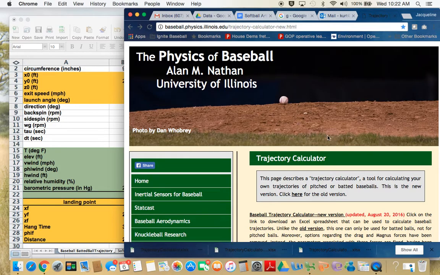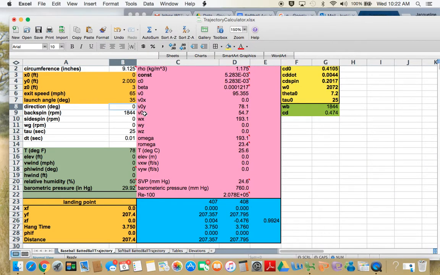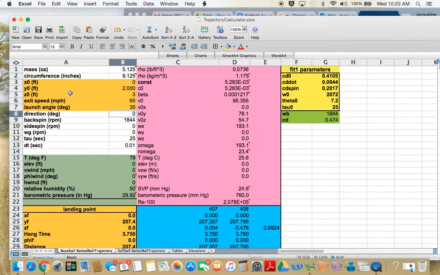It's incredible. Basically, so you guys have an understanding of what we're looking at here, this is a lot of physics from people that are smarter than me, but I wanted to just kind of show you what we're looking at before we get into this. So right now we're looking at the baseball batted ball trajectory calculator. You can see that right down here at the bottom where my mouse is.